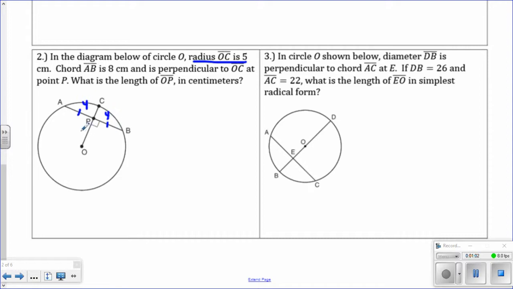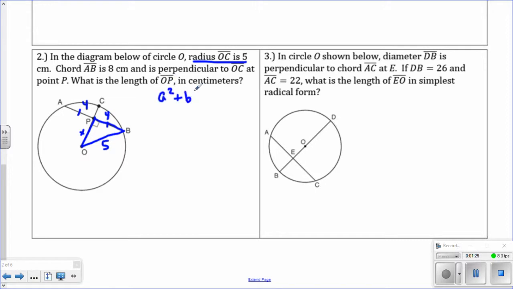What is the length of OP? So I'm just going to label that side as X. Well, what you want to do here is connect from OB, which is a radius of the circle. And because it's a radius and OC was a radius, it's also a length of 5. I'm going to just trace here. If you can tell, I formed a right triangle. And we know 2 sides of the right triangle, 4 and 5. We don't know the third side, X, which means we're going to use the Pythagorean Theorem.